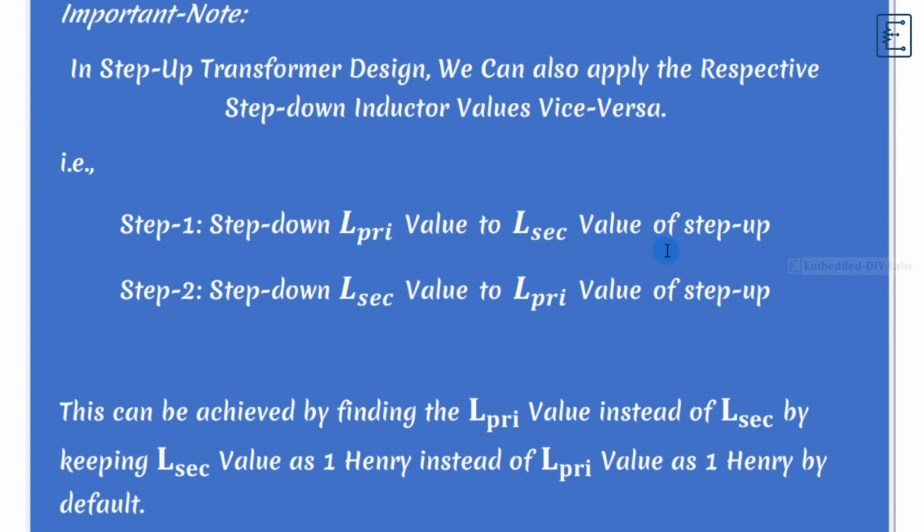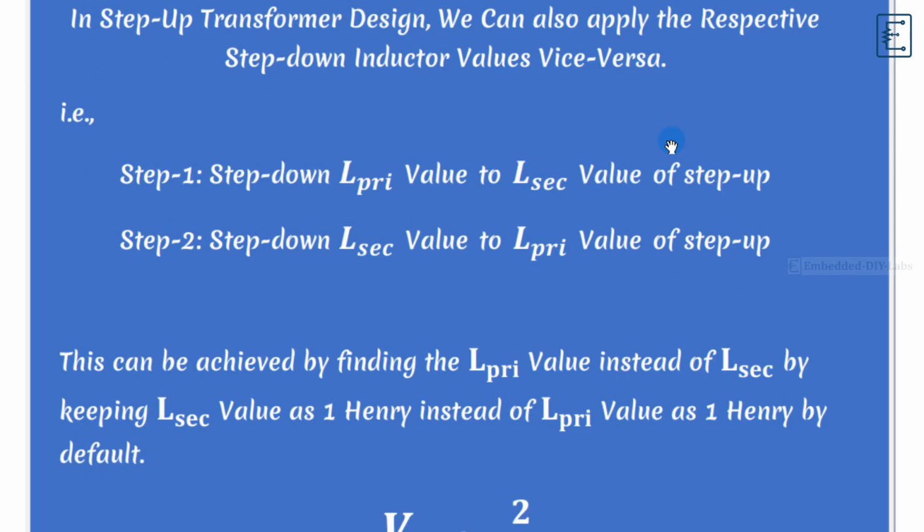In step-up transformer design, we can also apply the respective step-down transformer inductance values to the step-up transformer design. That is, the step-down primary inductance value can be applied to the step-up transformer secondary inductance value. Then the step-down secondary inductance value can be applied to the step-up transformer's primary inductance value.